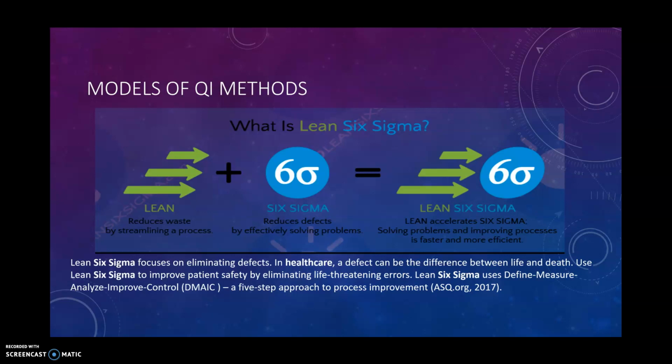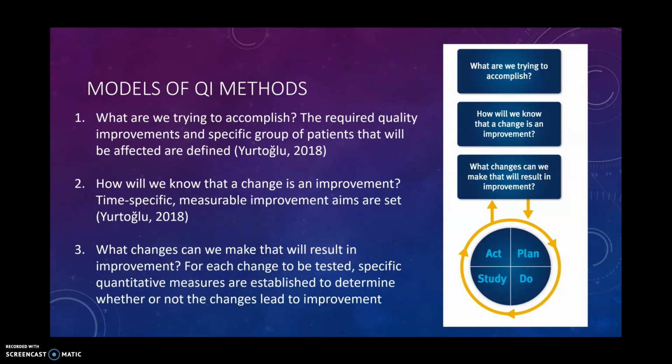Lean Six Sigma uses define, measure, analyze, improve, and control, a 5-step approach to process improvement. The models of the QI method help us understand what we are trying to accomplish, the required quality improvements, and the specific group of patients that will be affected are well defined. The models of the QI methods also tell us how we will know that the change is an improvement.